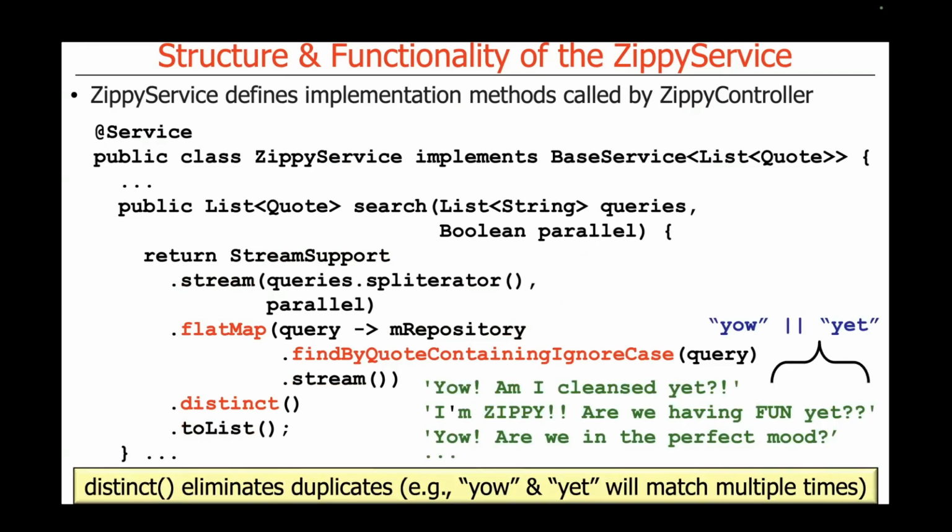And notice what we're doing here. For example, we say Yao or yet. So if we put Yao and the yet string in our list of strings in the queries parameter, these are the things that will match. So anything with a Yao in it will match. Anything with a yet in it will match. And we need to use distinct here, and that's because if you have things where you have Yao and yet, you can match multiple times. For example, Yao, am I cleansed yet, will match both with Yao and will also match with yet. So we have to weed them out by using distinct.